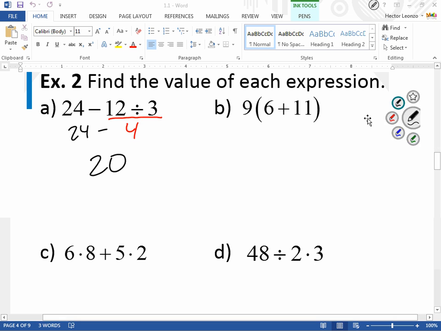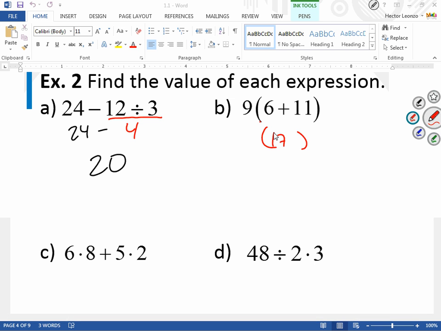Looking at my example B, I think of groups first. And I see the group inside the parentheses. 6 plus 11, that's 17. So let me copy the 9 on the outside, right? Notice I only worked the parentheses. And then 9 times 17, we can use a calculator for that. 9 times 17 gives us 153.